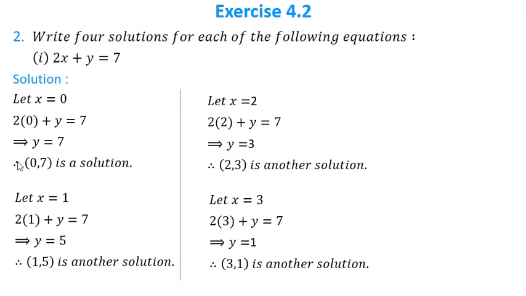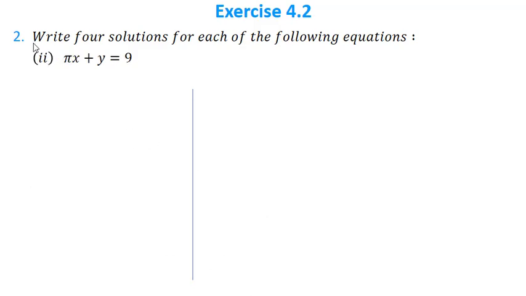0, 7, 1, 5, 2, 3 and 3, 1. Now second question is pi x plus y equal to 9. So here if I take x is equal to 0, I get y equal to 9. So 0, 9 is the solution.